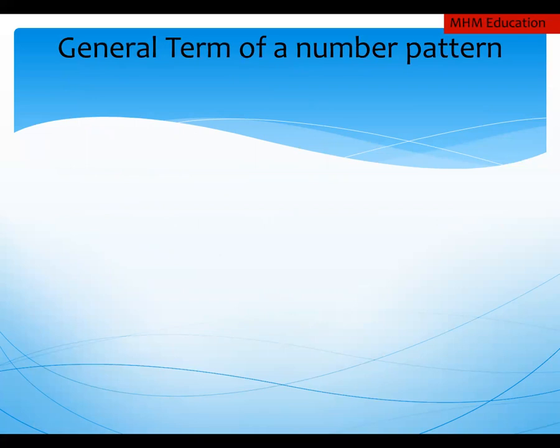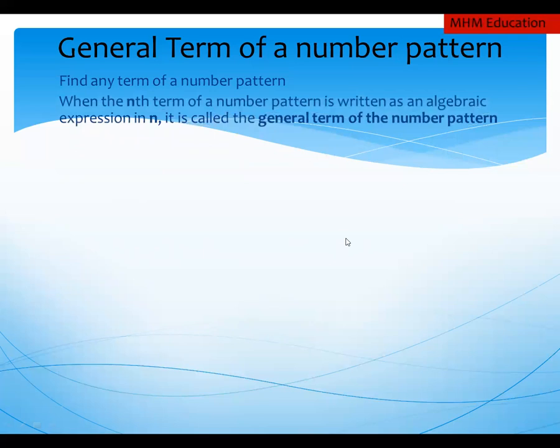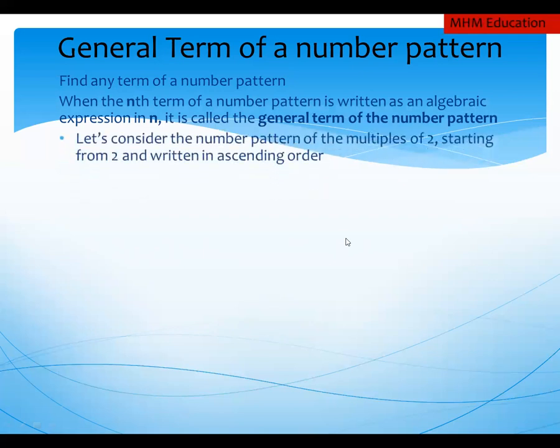General term of a number pattern. Let's look at how to find any term of a number pattern. When the nth term of a number pattern is written as an algebraic expression in n, it is called the general term of the number pattern. Let's consider the number pattern of the multiples of 2, starting from 2 and written in ascending order. That is 2, 4, 6, 8, and so on.